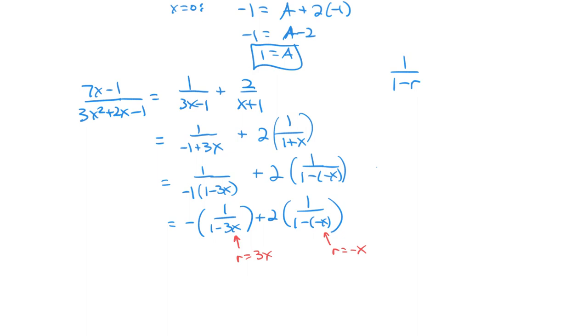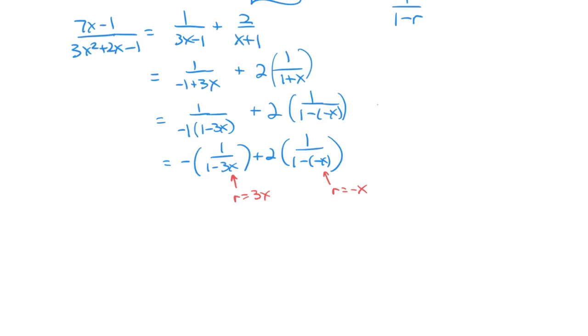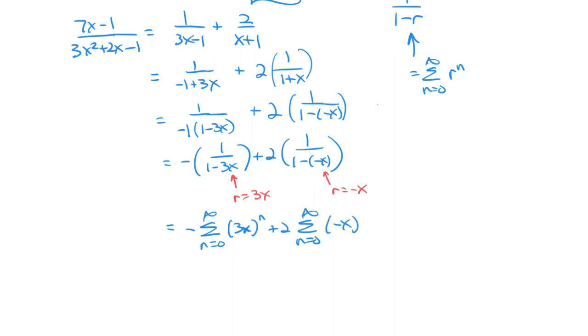So we could write these then, right? This one's going to take some paper. So this is equal to, but I can rewrite this now, right? Because this is equal to the sum from n equals 0 to infinity of r to the n. So the negative sign has to stay, but now I've got r. So this is going to be the sum from n equals 0 to infinity of 3x to the n. Then we have plus 2, summation from 0 to infinity. This time r is negative x, so I have negative x to the n.